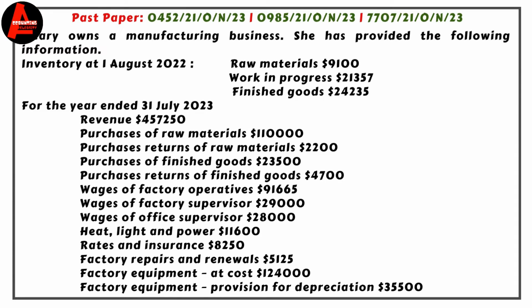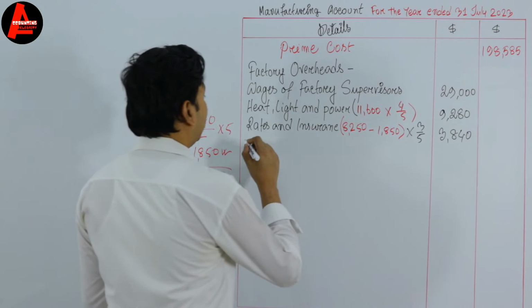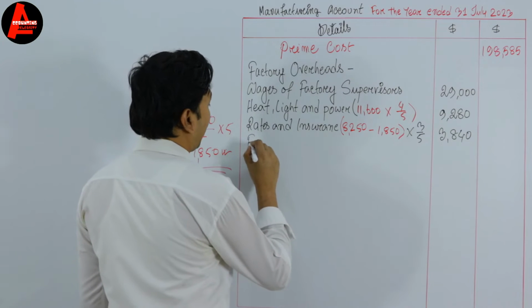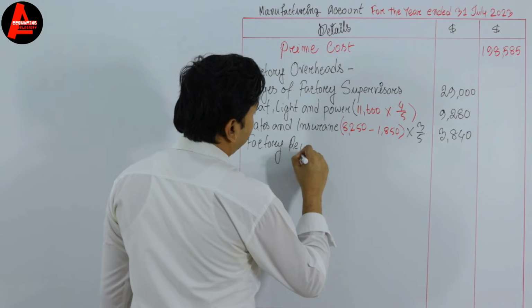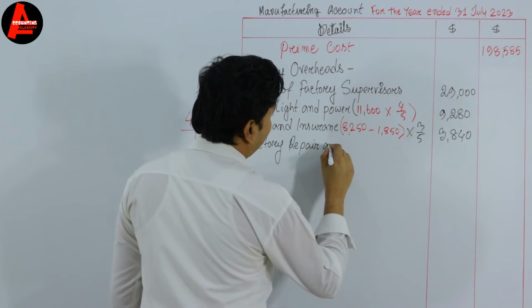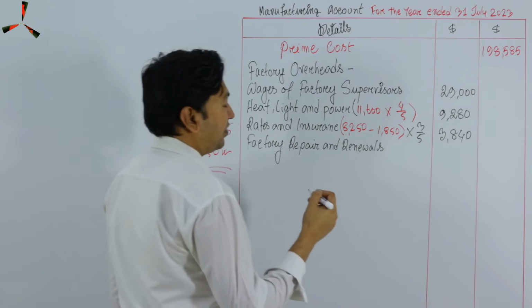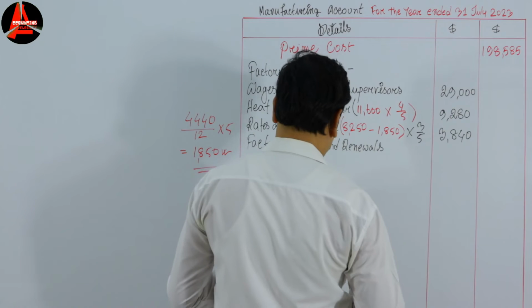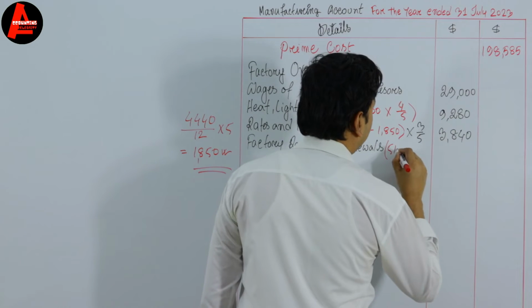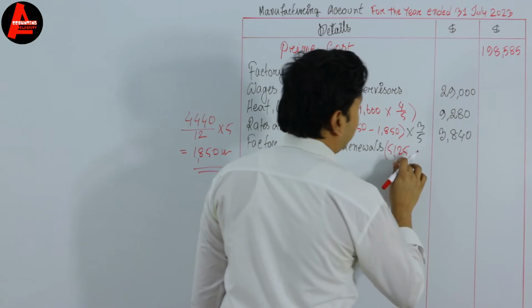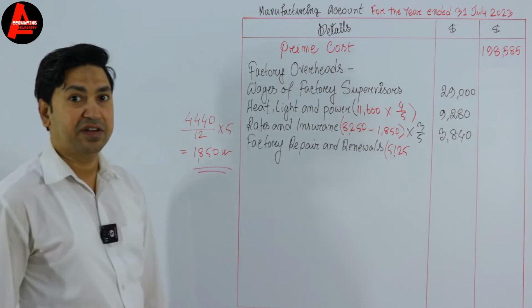So here we have factory repairs and renewals. It is 5,125. Okay, this is also factory overhead. We need to write here. So let us write factory repair and renewals. So here we see the amount is 5,125. Okay, we wrote here because we have an adjustment.